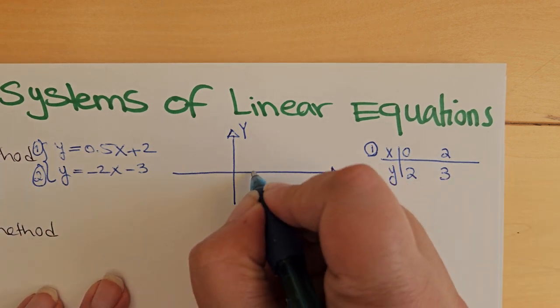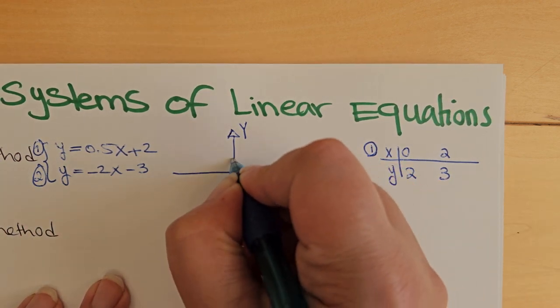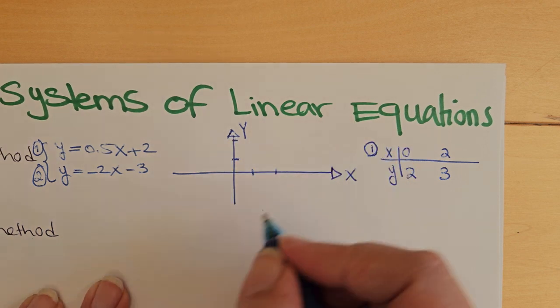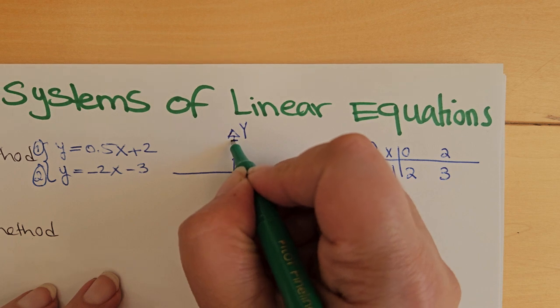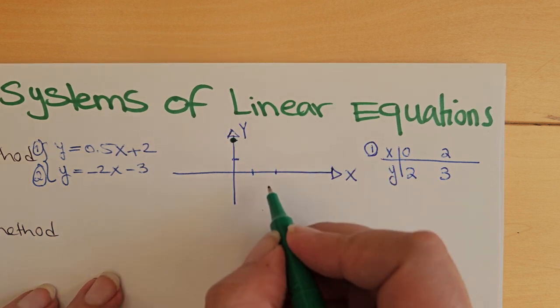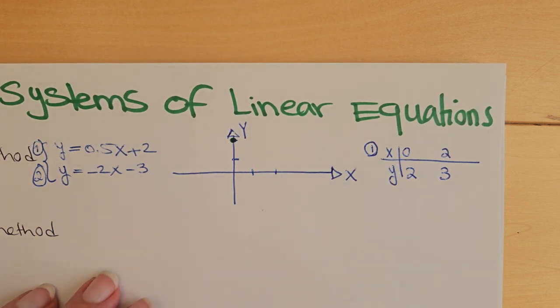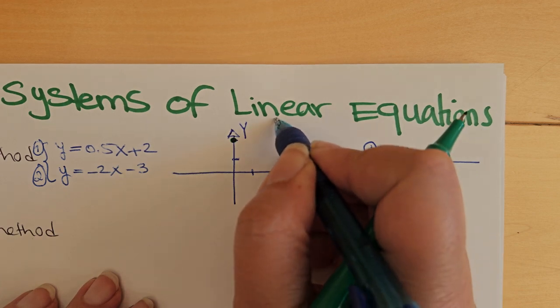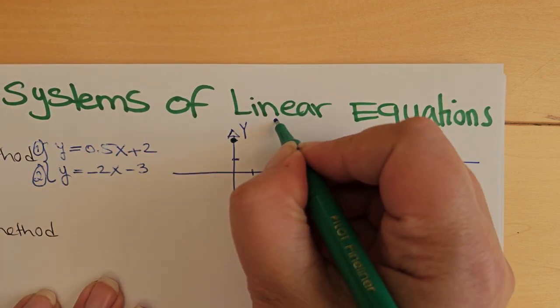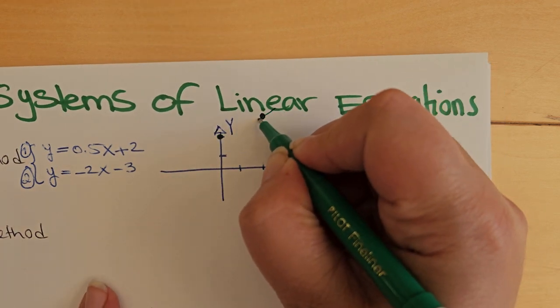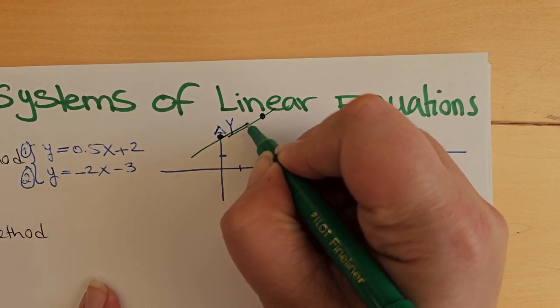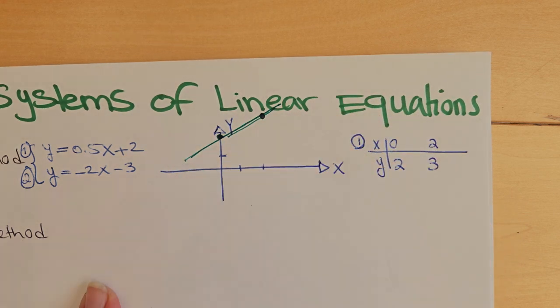Okay, now let's draw the line. So it would be 0 and 2. Okay, 0 and 2. And the other one would be 2, and the y value is 3. So this is the line, okay? So this is the first line actually. Okay, this is the first line.